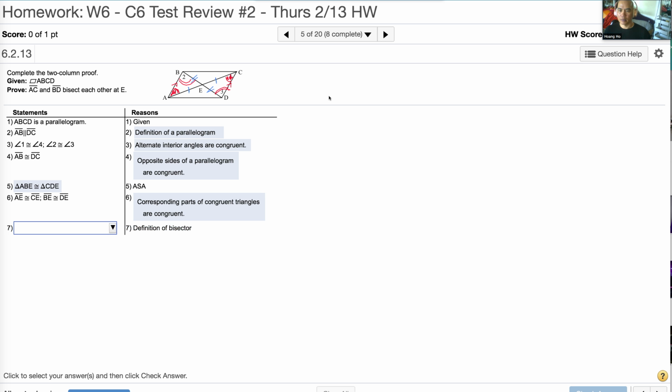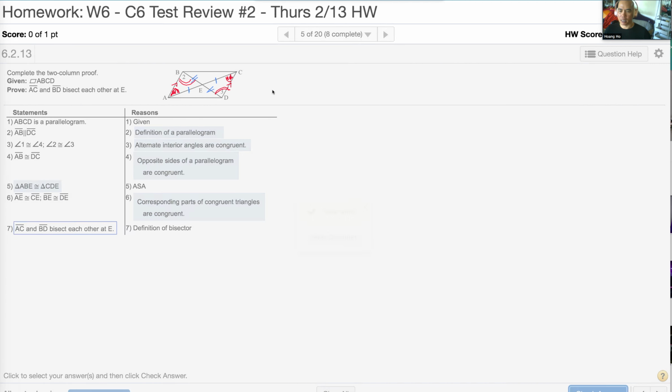All right. So seeing we have those congruent to each other, E has to be the midpoint. AC and BD bisect each other at E. All right. That is the option.